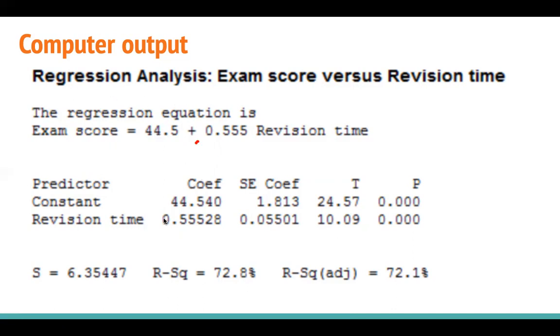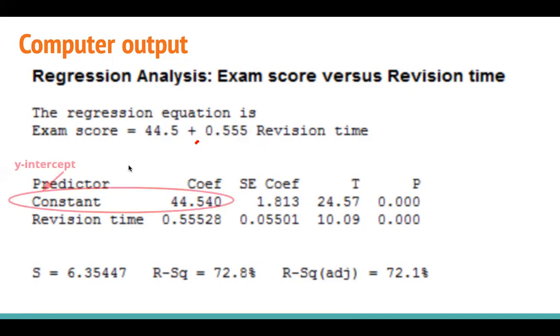This type of computer analysis can also look at multiple variables. It's made for pretty complex statistical analysis. But up top, you should be able to understand the regression equation. Exam score, my y variable, my dependent variable, equals 44.5 plus 0.55 times the revision time. My y-intercept is 44.5, the expected exam score if there's 0 revision time. It's a pretty low score, so I might want to spend some time revising. And for each unit of revision time, the predicted exam score increases by 0.555.